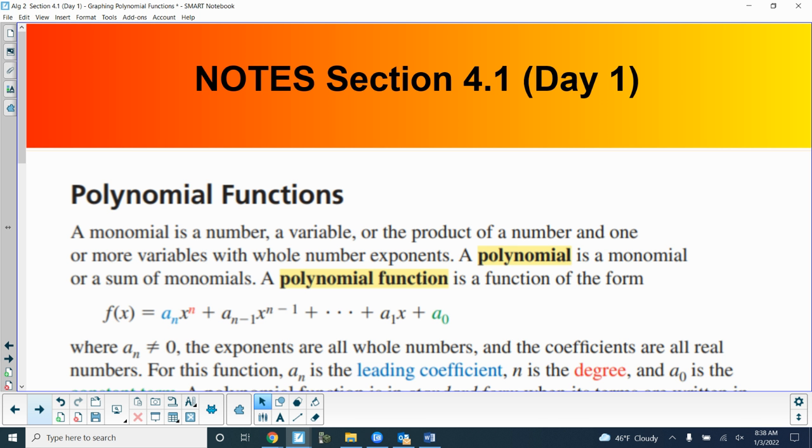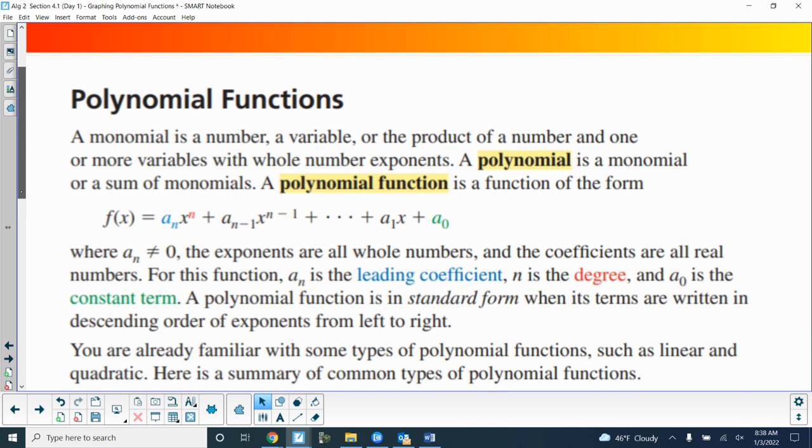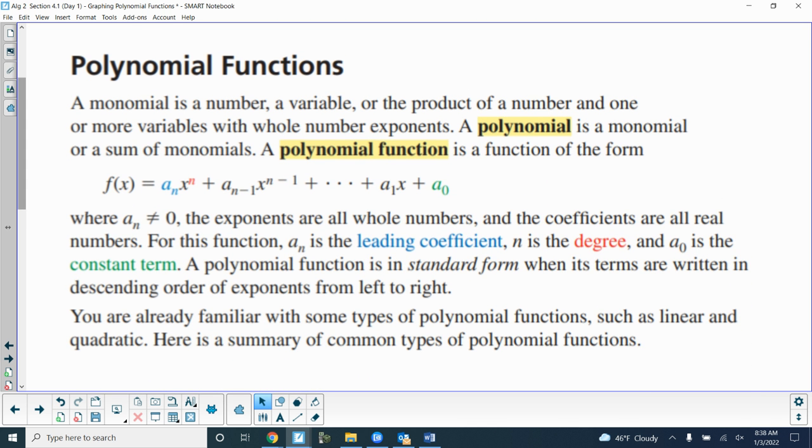All right, so polynomial functions. And this is a review from Algebra 1. Nick, pay attention, please.